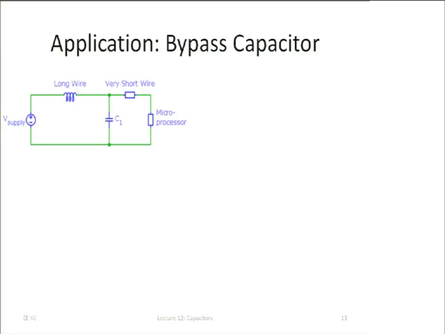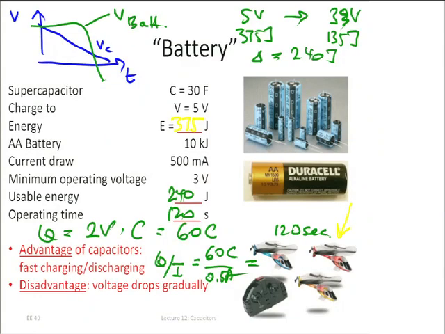Should we use batteries or should we use capacitors? Well, it turns out if we look at price, batteries are a lot cheaper, and also the volume and the weight are smaller for a battery than for a capacitor of equivalent energy capacity. But nevertheless, there are big advantages.